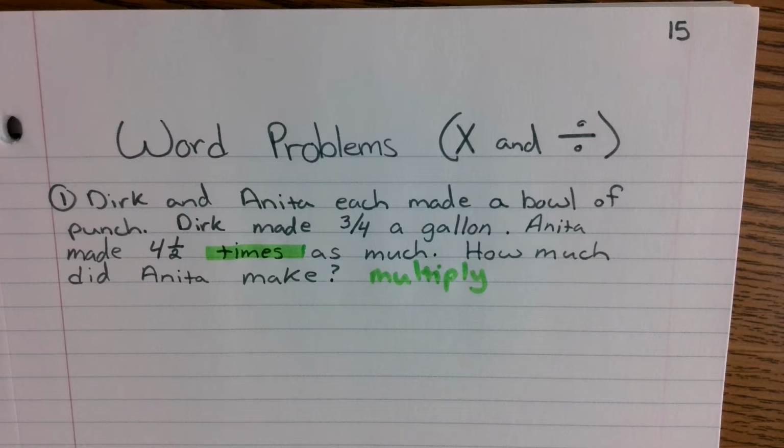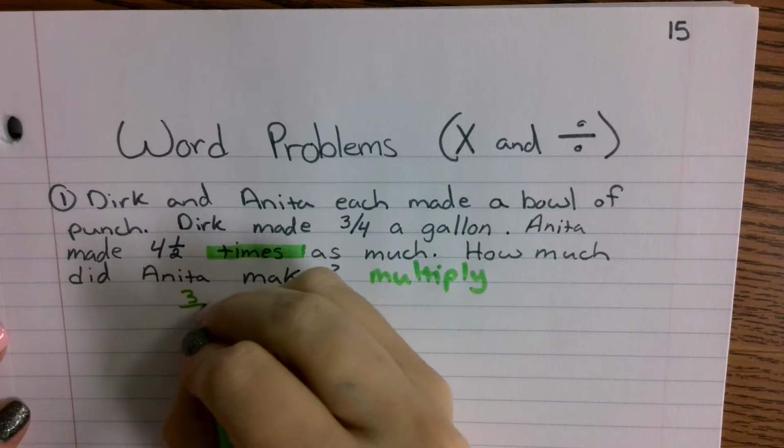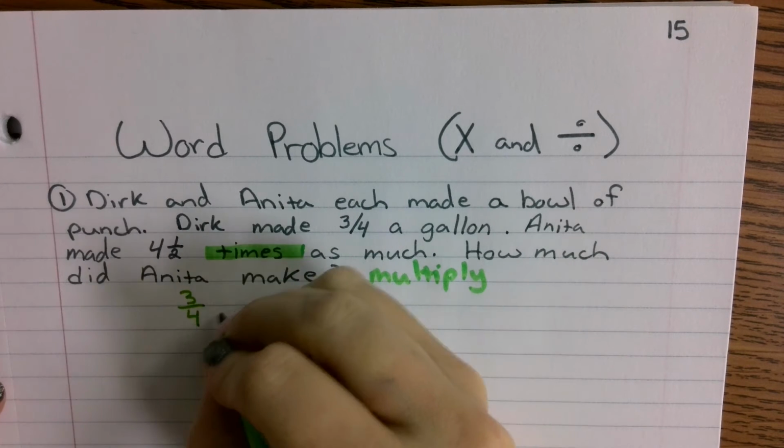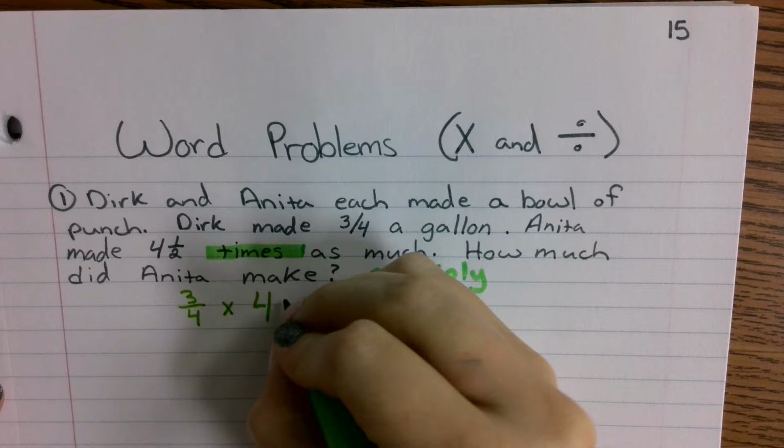Again, you don't need to focus on the fractions. You need to focus on the words to figure out the operation. So we're going to take how much Dirk made, which is 3/4 of a gallon, and multiply it by 4.5.